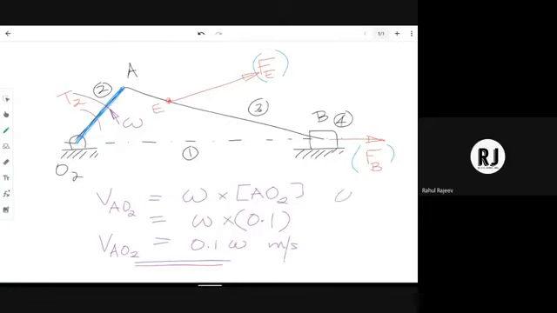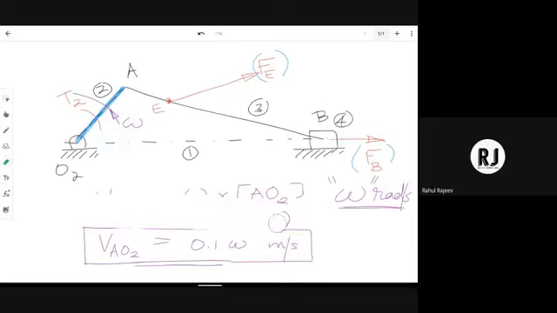We are taking the angular velocity as omega itself because no numerical value is given in the question. So the angular velocity is taken as omega radians per second itself. Based on that, we obtain the velocity of point A with respect to the fixed point O2 as 0.1 omega meter per second.